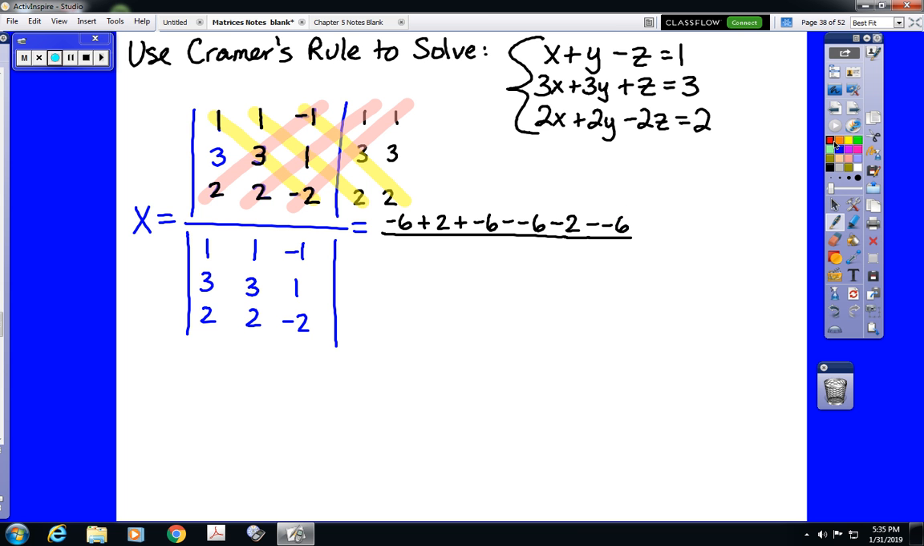Then we're going to plug that in the calculator. Keep in mind that these double negatives will turn into plus signs. We add those up. So negative 6 plus 2 minus 6, because plus negative 6 is really minus 6, plus 6 minus 2 plus 6. That is 0.